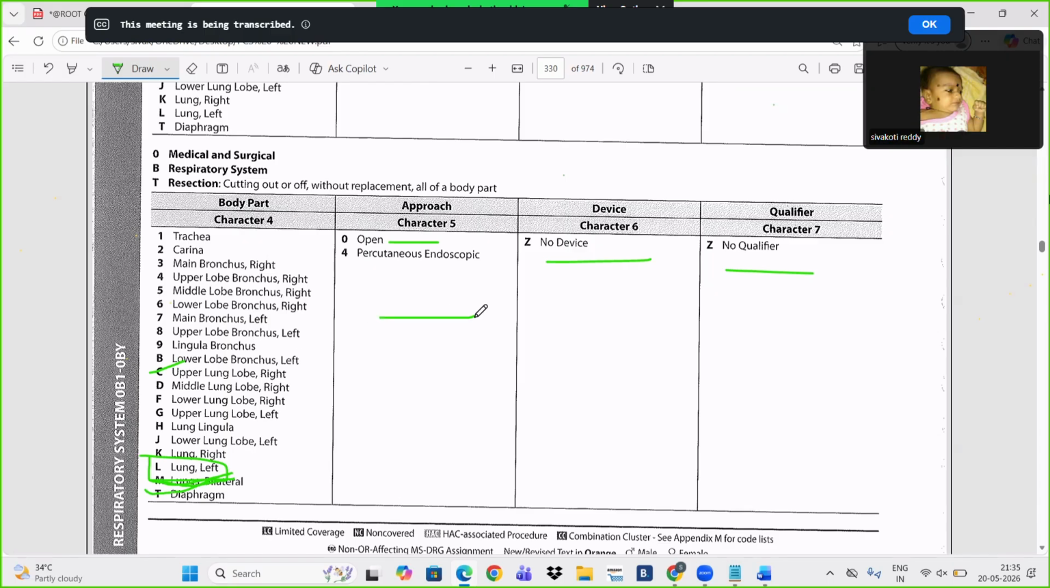Then we need to identify approach, device, qualifier. These 3 things. For any procedure, check in the procedure note what approach they used. If they did not mention any scopy, it should be open. If they did an incision or puncture, percutaneous. If they mentioned scopies, we need to go with the particular scopy approach. You will get the 5th character. If they mentioned any device, you will get the device. If they did not mention, no device. If they mention any qualifier, we go with the qualifier. Otherwise, no qualifier. That's it.